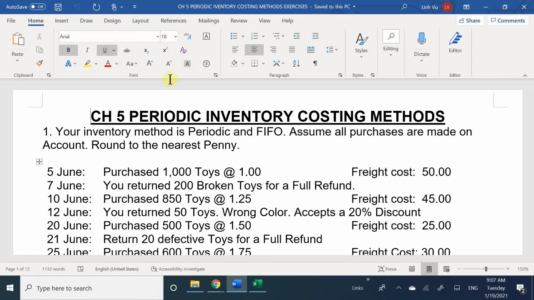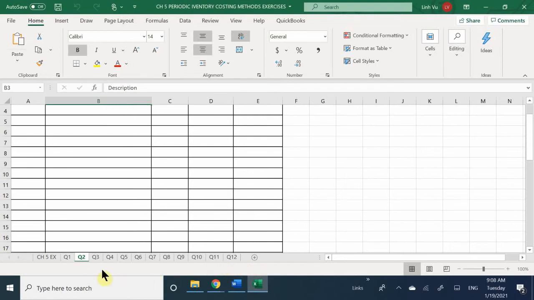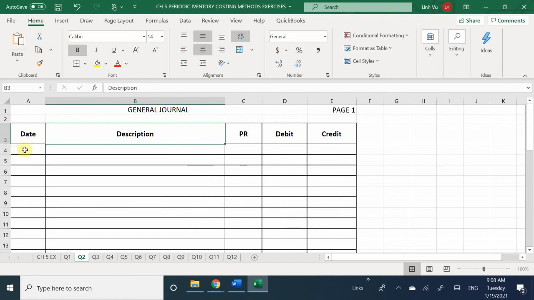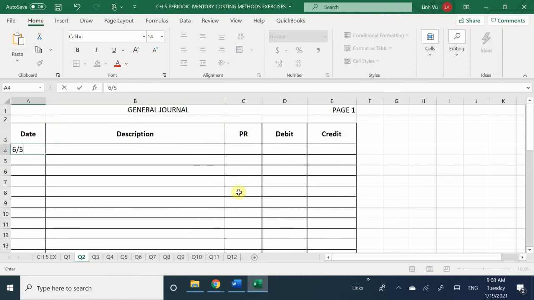So first things first, here on June 5th, you purchased 1,000 toys at $1 each. Freight cost you $50. So let's practice journalizing that first. Here I have question number 2, and I'm going to practice journalizing this little section right here. So on June 5th, what happened here? What am I going to journalize?